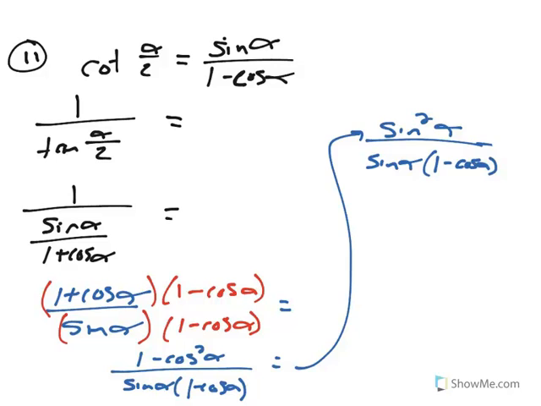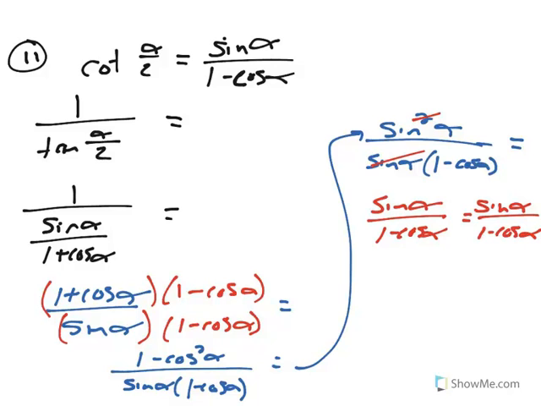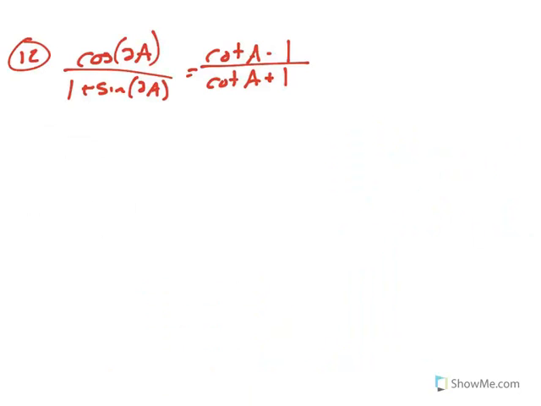My writing is starting to take a turn for the worst. Now I can divide the numerator and denominator by sine, which makes it sine of alpha over 1 minus cosine of alpha, and it makes the right side what it was all along. So we are finished.